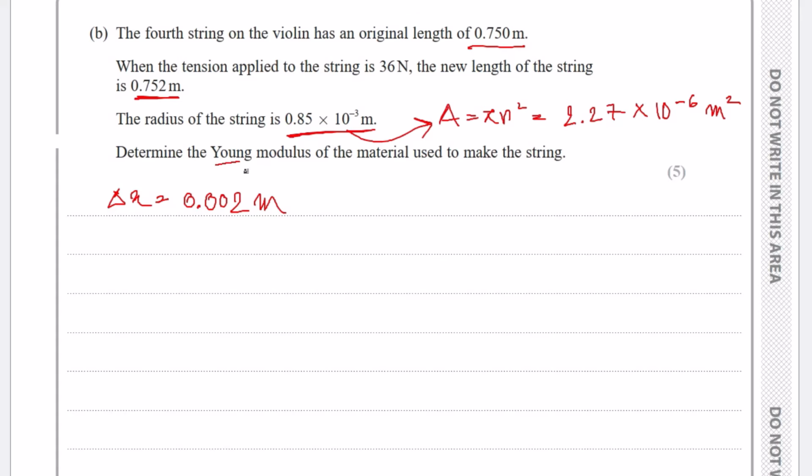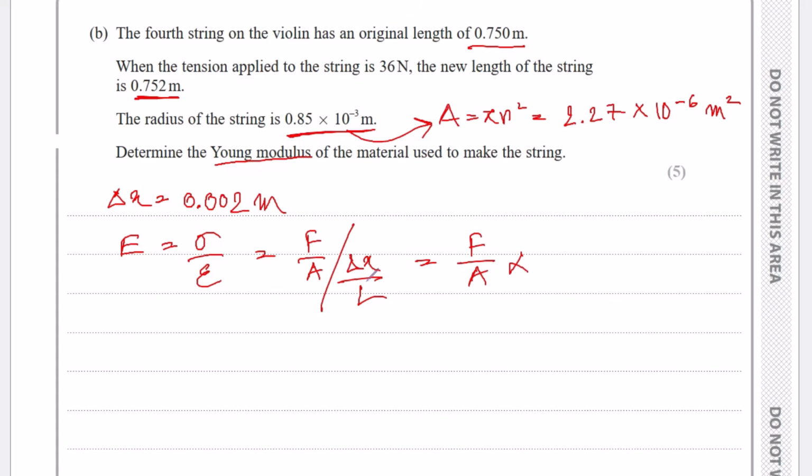Now the question asks you to calculate the Young modulus. Recall the equation for Young modulus. Young modulus equals stress by strain. You break them up. Stress means force per unit area divided by strain means extension by original length. So F by A times this gets inverted, so L by del X. Now all you have to do is just substitute the values into this equation.